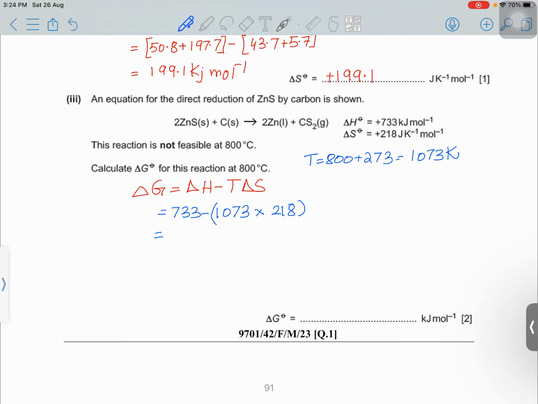Sir, minus 233.18. The answer is wrong because we have committed a mistake, that is the unit conversion. Always remember the unit of S should be kilojoule. So delta S is equal to 218 divided by 1000, so 0.218 kilojoule per Kelvin per mole.